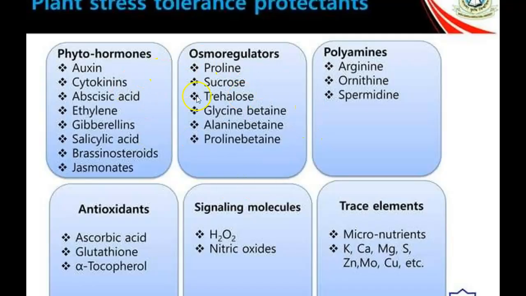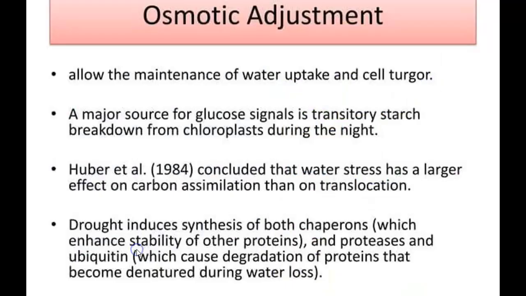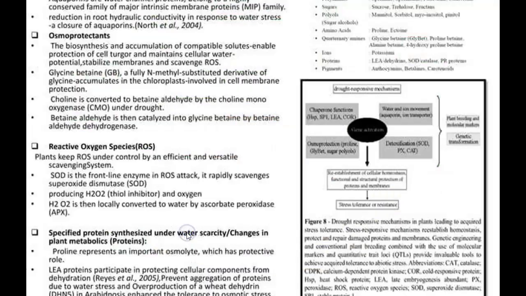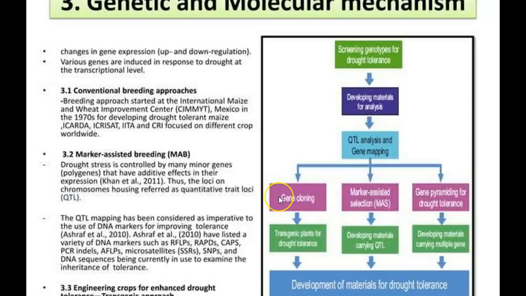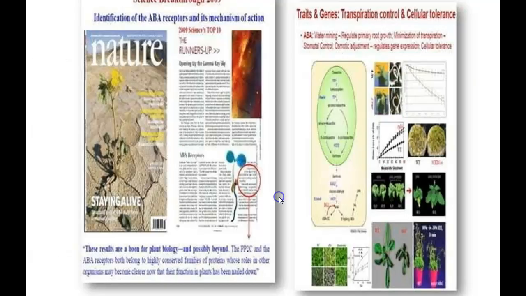These are some plant hormone stress tolerance protectants. For example, phytohormones such as auxins and cytokinins. Similarly, some osmoregulators help the plant get protected from the drought. Similarly, polyamine is an antioxidant signaling molecule, along with trace elements. There are also some osmotic adjustments. So these are some modifications or mechanisms through which plants can go for drought tolerance.